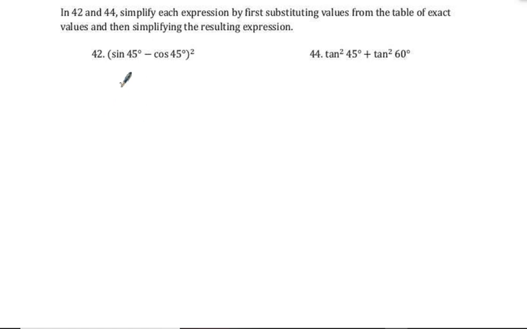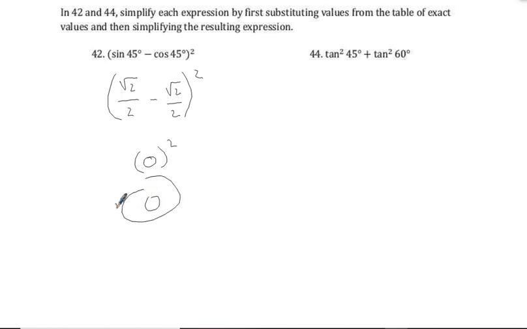Sine of 45 degrees is the square root of 2 over 2, and cosine of 45 degrees is the square root of 2 over 2. We're subtracting them and then squaring the answer. So the square root of 2 over 2 minus itself leaves us with 0, and 0 squared is 0. So the simplified answer to 42, in fact, is 0.